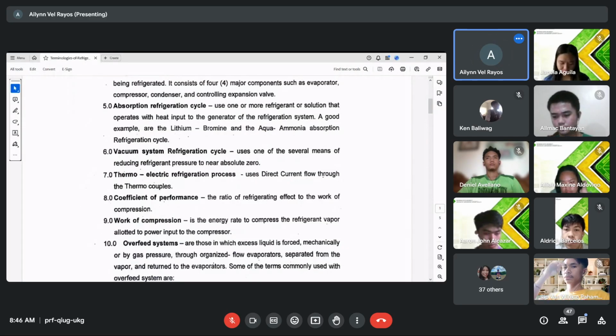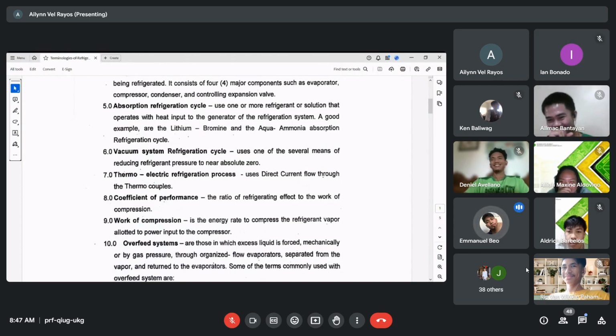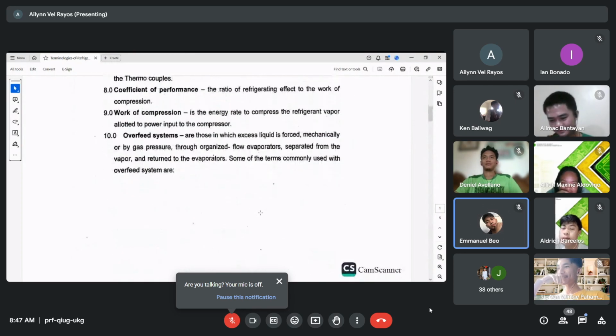Next. Next na tayo. Work of compression. Work of compression is the energy rate to compress the refrigerant vapor allotted to the power input to the compressor.